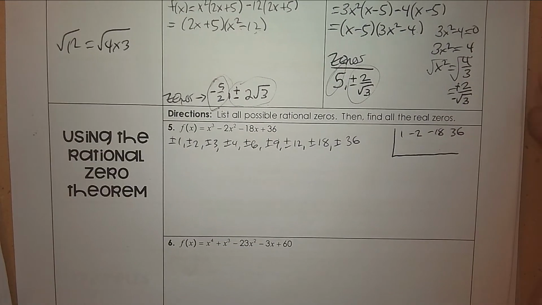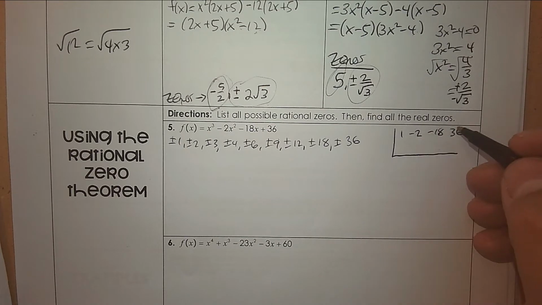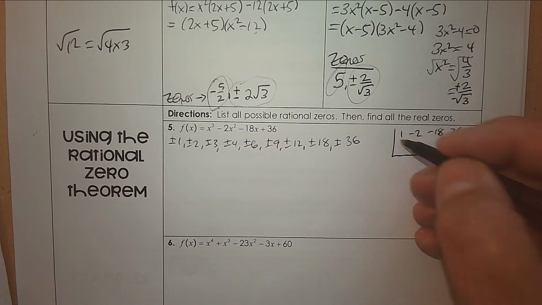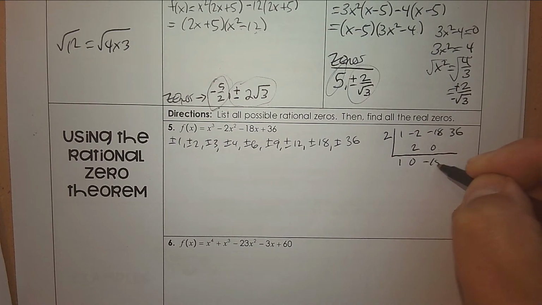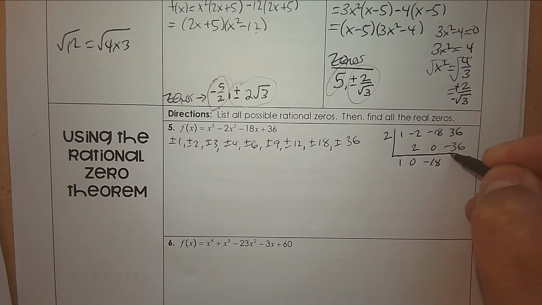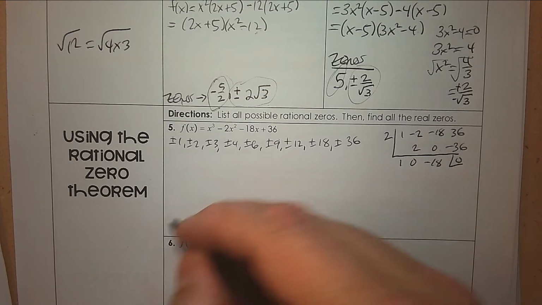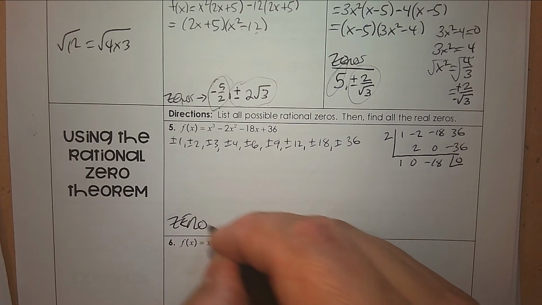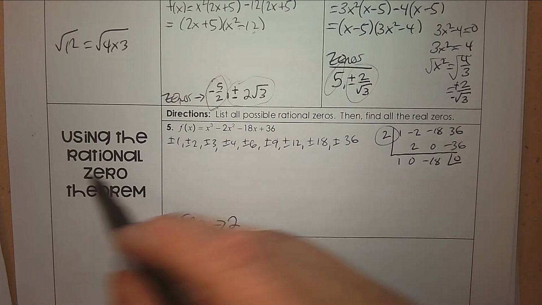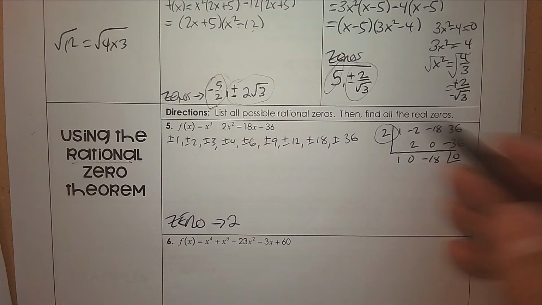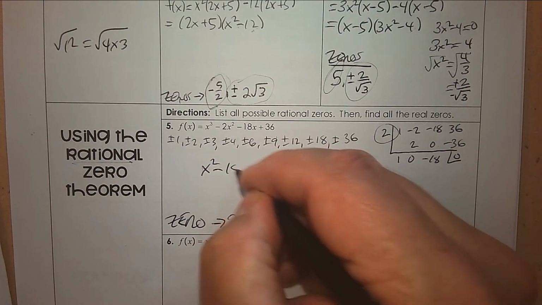Positive 1 does not work because it doesn't add up to 0. So we need to pick another number. So I'm going to pick 2. And there it is. So I already know 1, 0, because that's my goal, is positive 2. And it's rational, the rational zero theorem. Now what's left over is x squared subtract 18.